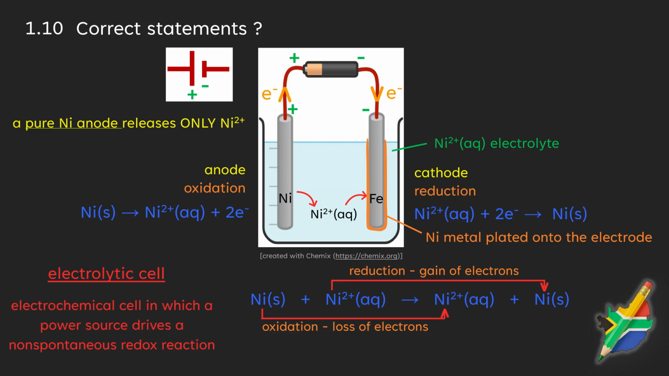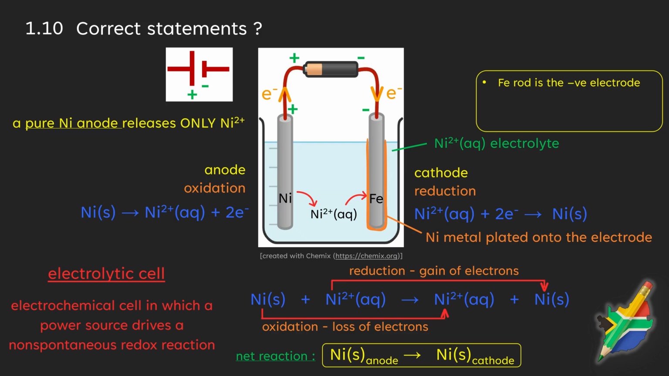If we combine the 2 half equations, we get this redox equation, and since nickel 2+ ions are reduced and others are oxidized, we could simplify even further and write the equation in yellow as the net equation, or the net reaction. Ultimately, nickel atoms from the anode end up being plated onto the cathode.